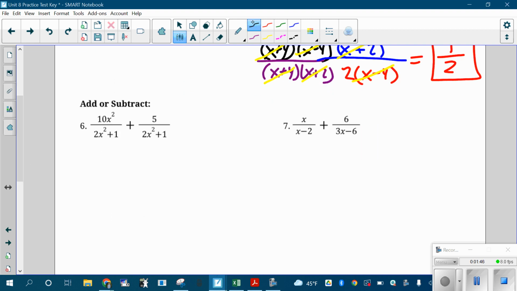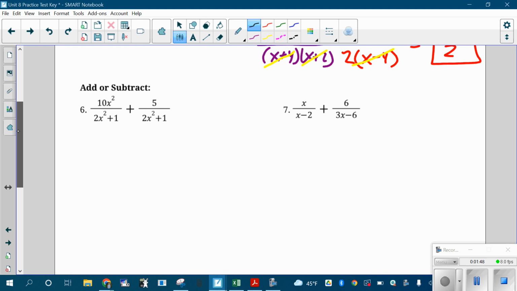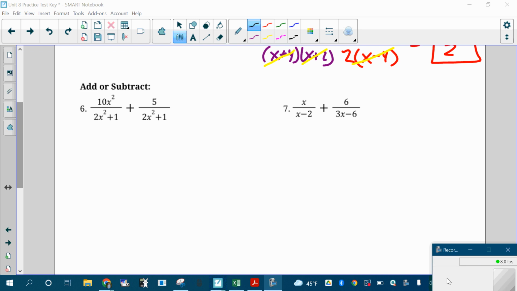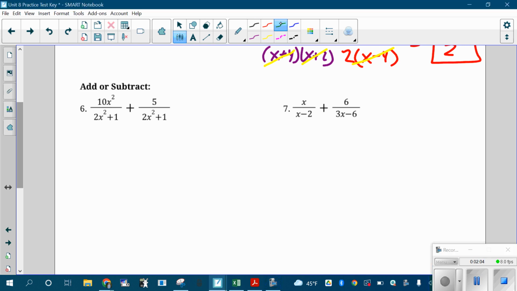Okay, so for 6, 7, and 8, we are adding or subtracting. And in this case, all 3 of these are adding. Okay? When you're adding, the important thing to think about is whether or not they have the same denominators. So number 6, although it looks complicated, is actually a good one because the 2 fractions have a common denominator already. They already have the same denominator. So when you're adding 2 things that already have the same denominator, you just add the numerators.